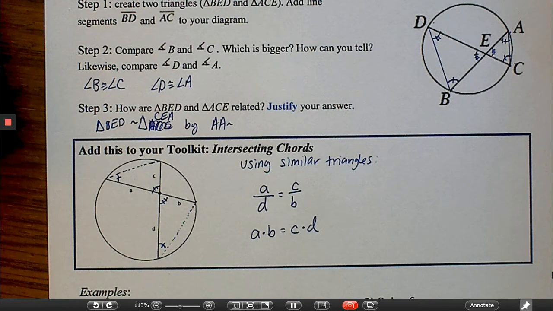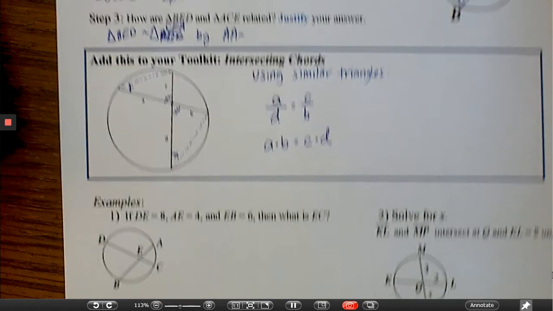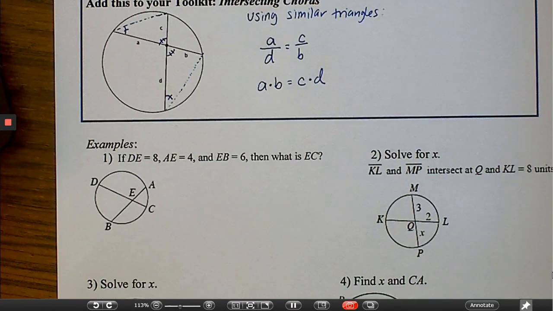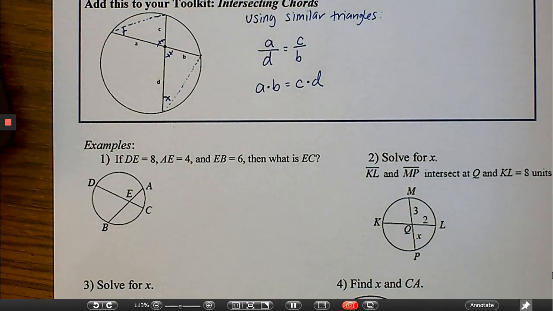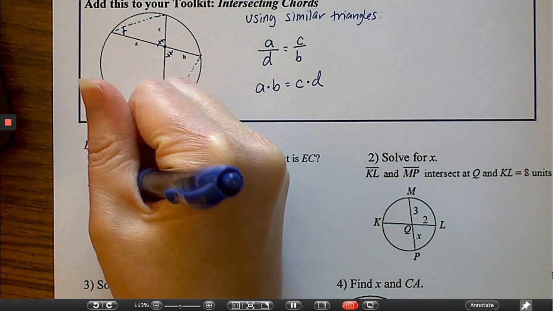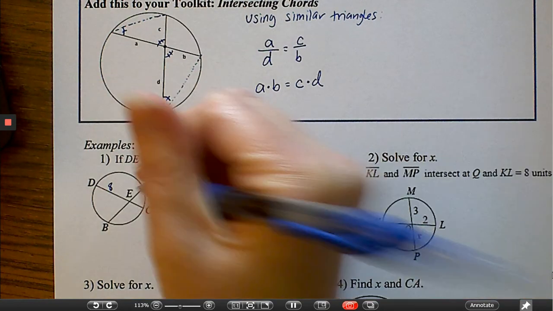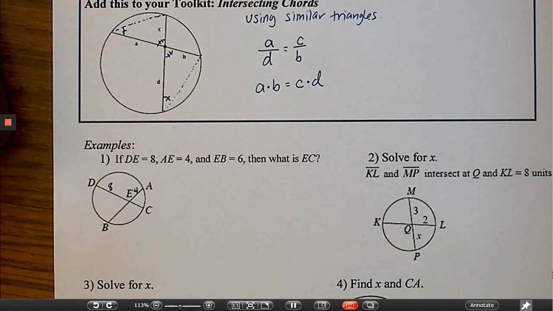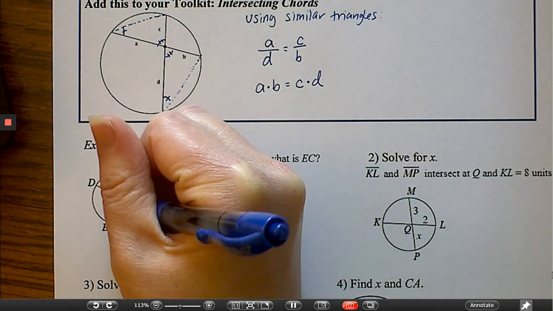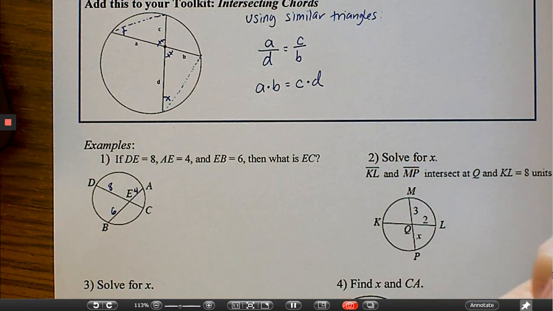Okay, let's put this into practice. Let's do a couple problems. I'm going to do 2 with you, and then I'm going to have you do 2 on your own. Okay, so let's look at example number 1. If DE is 8, so let's add that in, and AE is 4, and EB is 6, what is EC?